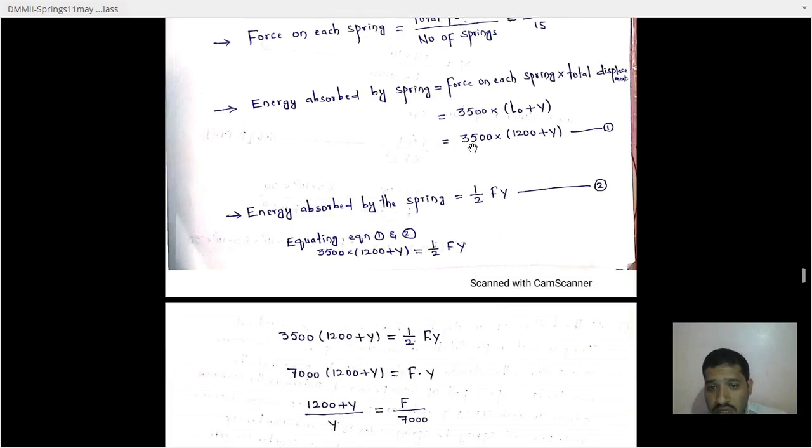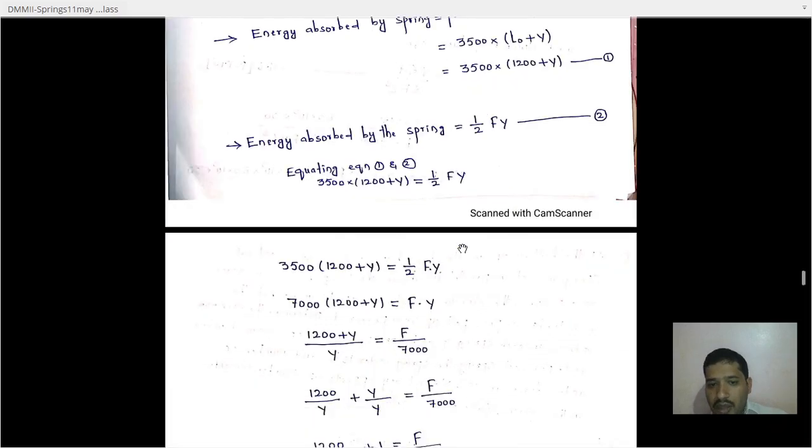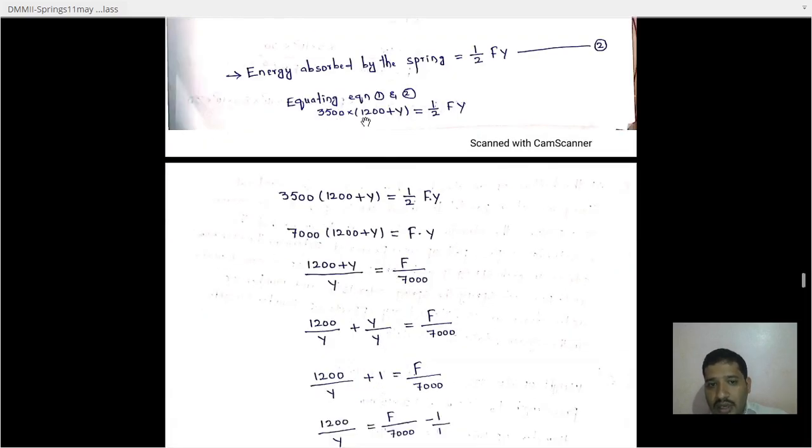Equation number 1 is how much here? 3500 into (1200 plus y) equals 1/2 force into y. Okay dear, 3500 as it is, (1200 plus y) equals 1/2 force into y. After that, this 3500 you need to multiply here. 3500 into 2 should be how much? 7000. In bracket, (1200 plus y) equals force into y. Okay dear? Then divide force into y by 7000.